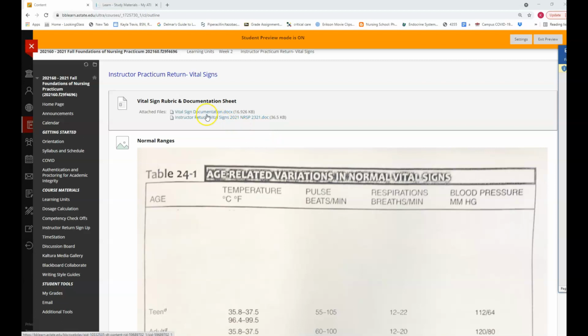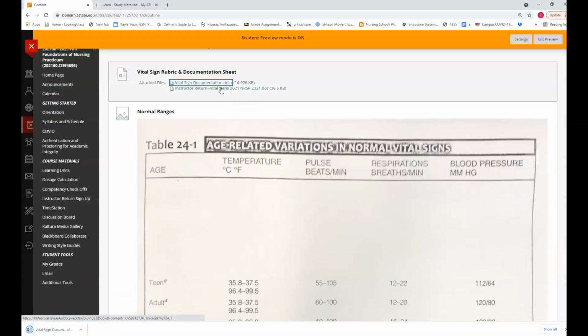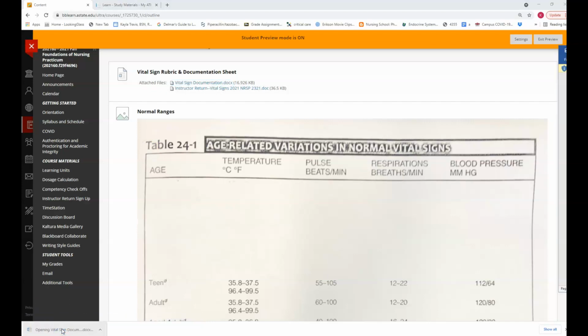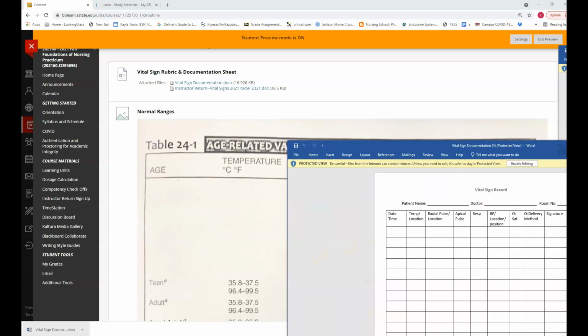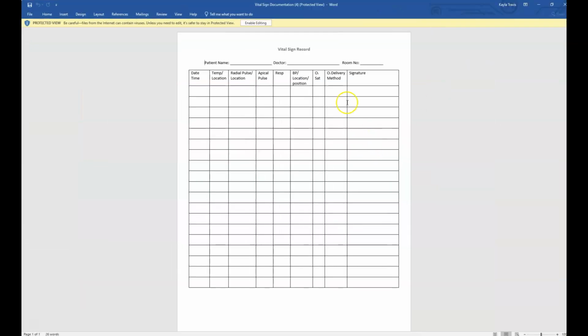So there is actually a vital sign documentation, and this is going to be put into a quiz-like format. So you're going to need to bring your computer to lab on your return day because you're going to electronically fill this out before leaving the room. You won't do it in Word, you're going to do it in Lockdown Browser in a quiz type format. But I'm going to show you how you would document.